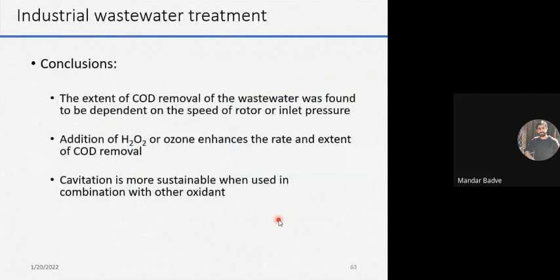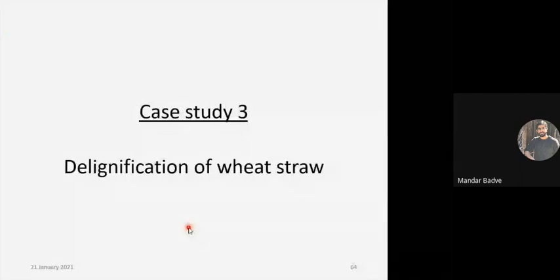Okay. So these are some conclusions from this wastewater treatment study. We observed that the extent of COD removal of the wastewater obviously depends on the speed of the rotor or the inlet pressure. That decides your intensity of cavitation, and the overall intensity of your operation. Then the addition of hydrogen peroxide or ozone enhances the rate and extent of COD removal. So obviously cavitation is more sustainable when it is used in combination with another oxidant, right?